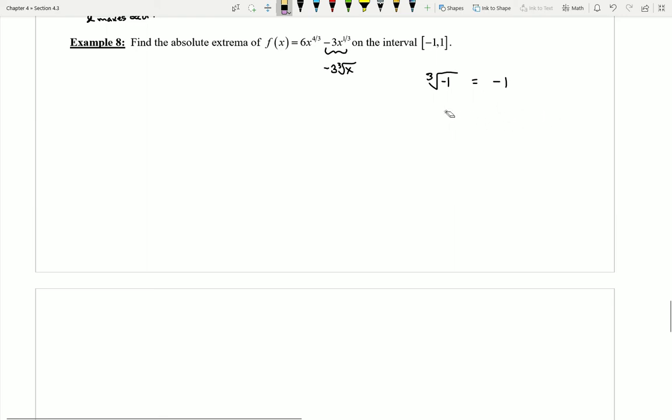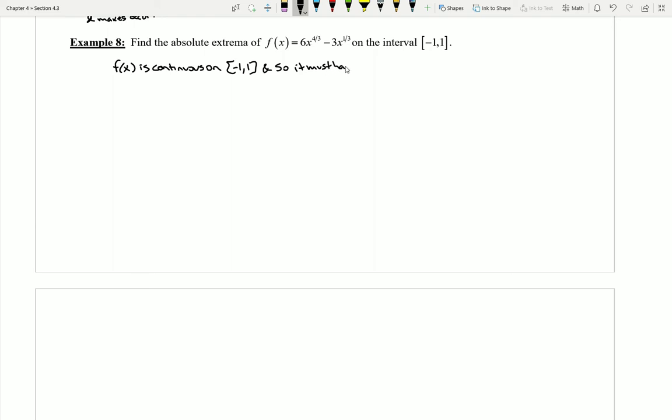And so I actually don't seem to have any problems here with this particular function and the x's that I'm working with. So I'll say that f of x is continuous on the interval from -1 to 1. And so it must have an absolute min and max on this interval from -1 to 1. Remember, that's what the extreme value theorem told us. If you're a continuous function on a closed interval, you have to have an absolute min and an absolute max. So let's go ahead and calculate our derivative.